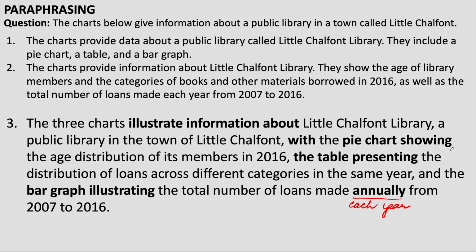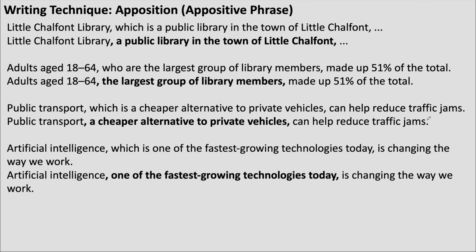Instead of writing Little Chalfont Library, which is a public library in this town, I have used two commas, so which is not required. You can use the same technique in your body paragraphs as well. For example, instead of writing adults aged 18 to 64, who are the largest group, we can simply write the largest group. So we don't need to write who are.